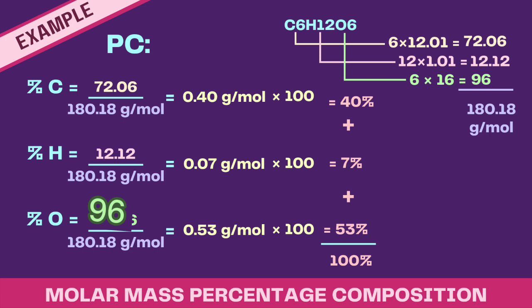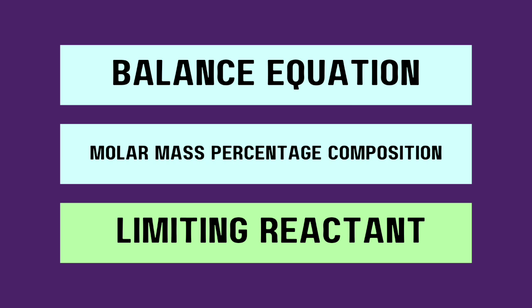Adding them all would give us 100%. Remember, in molar mass percentage composition, the final answer should always be 100%. If not, then there's something wrong with your solution. I presume that you're now ready to solve limiting reactant problems.